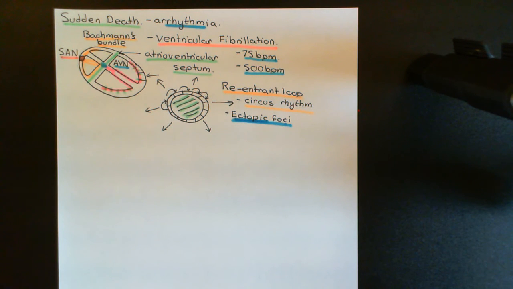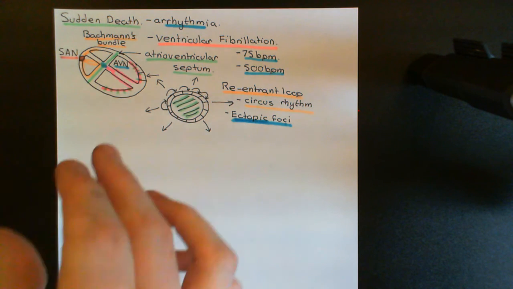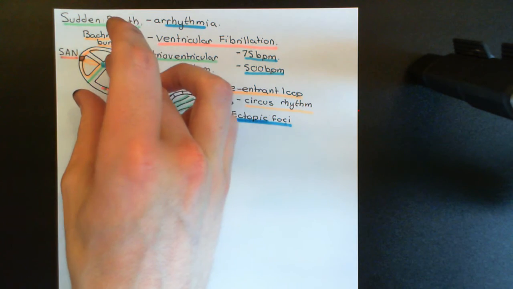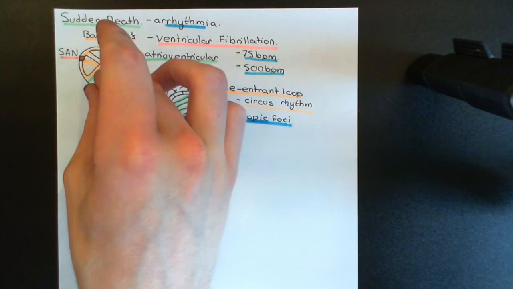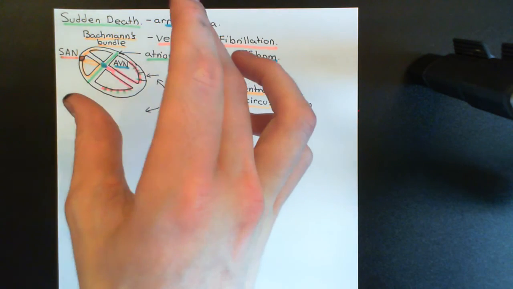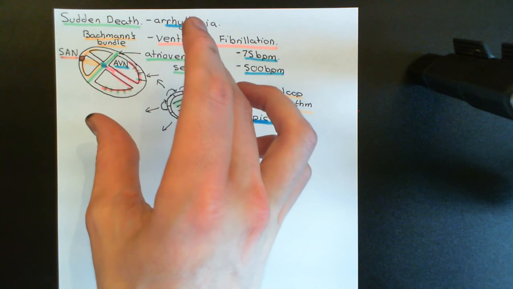Now, why is that such a problem if your ventricles start doing this? Well, at that sort of a rate, 500 per minute, you just don't have time to relax in between beats. So remember, normally what the heart has to do is contract and then relax and refill with blood. Contract and relax and refill with blood. And remember, the relaxation is a really important part.